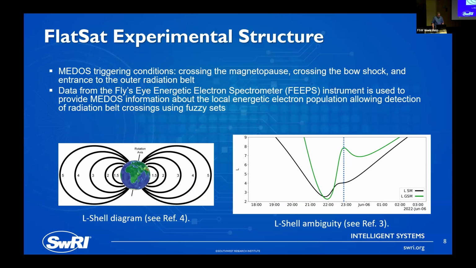So MEDOS has several triggering conditions for crossing the magnetopause, crossing the bow shock, and entrance into the outer radiation belt. The data is from, again, I mentioned the fly's eye energetic particle spectrometer. It was used in this demonstration, and it provides the scientific information that's used for MEDOS to trigger.